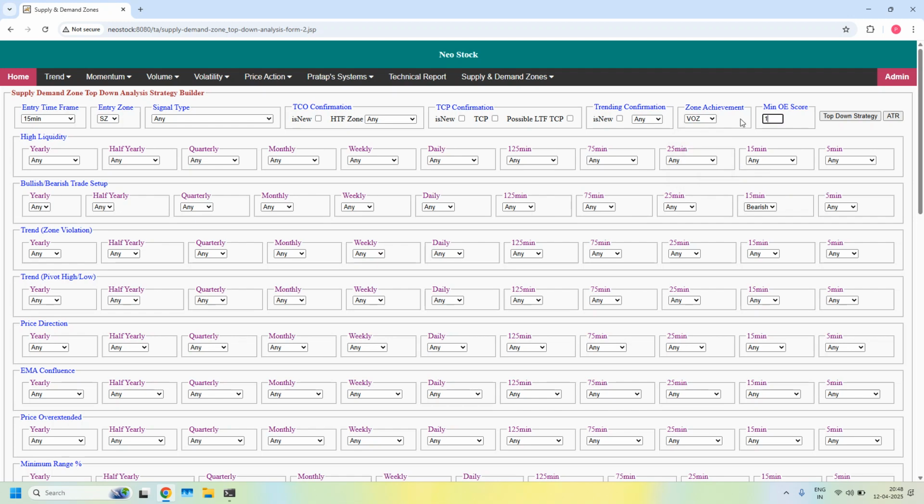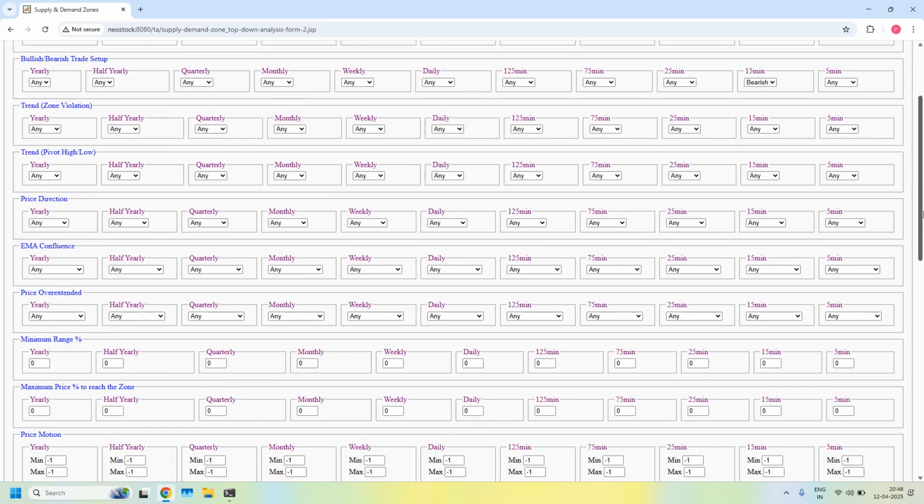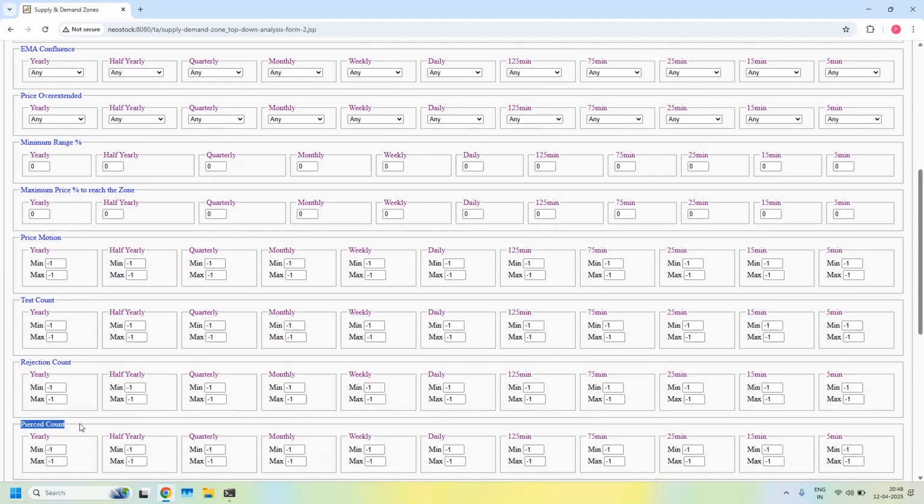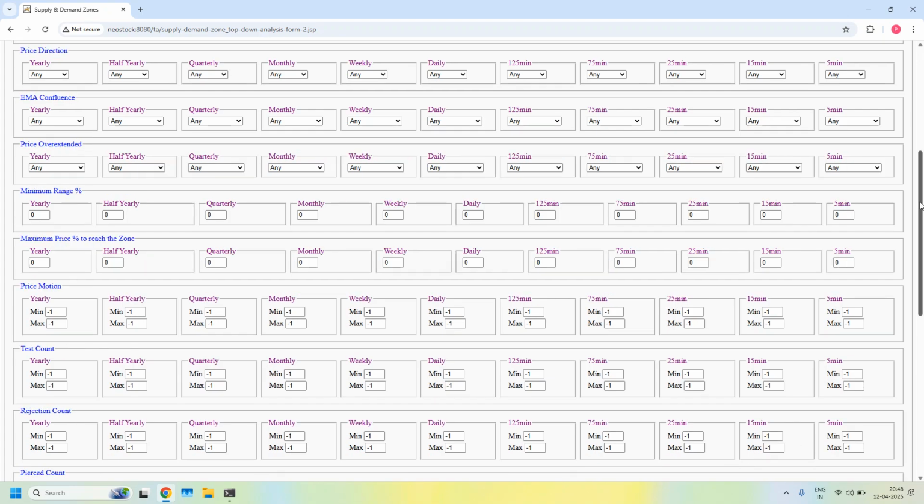Minimum order enhancer score should be 12. And also 15 minute supply zone should not be pierced. So that's why in the pierced count parameter at 15 minutes entry time frame, setting minimum value 0, maximum value 0. That means 15 minute supply zone should not be pierced.